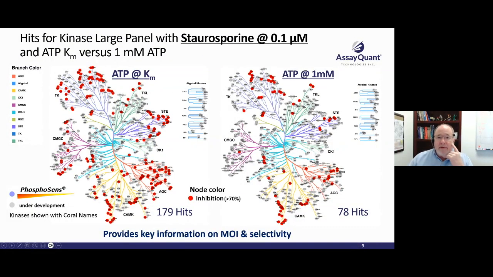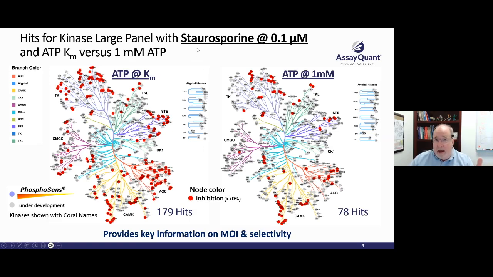So here's some examples of what we can see for this. Every month, we make sure to run at least one staurosporine control, and that helps us make sure that all of our kinases are behaving properly here. If you do staurosporine at 0.1 micromolar with ATP at Km, you can see that 179 of our 400-some kinases will light up with percent inhibition values greater than 70%.